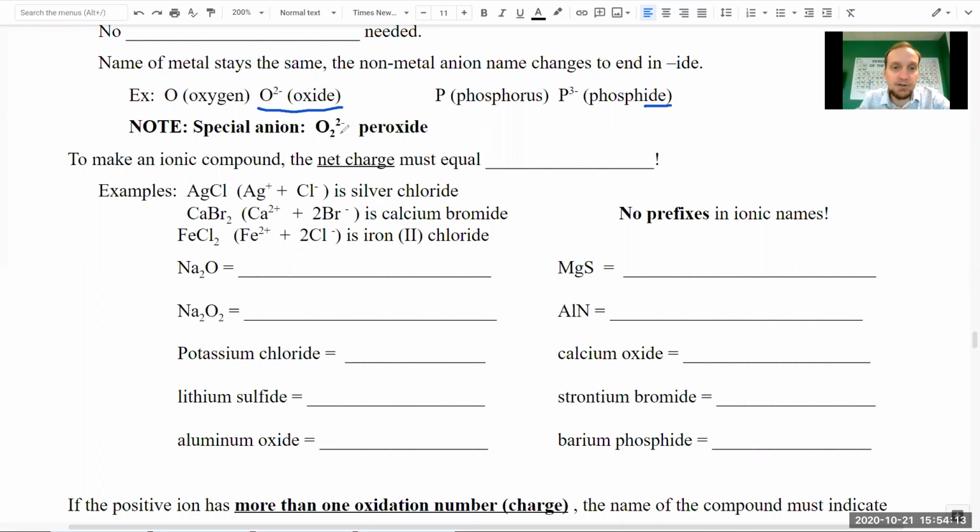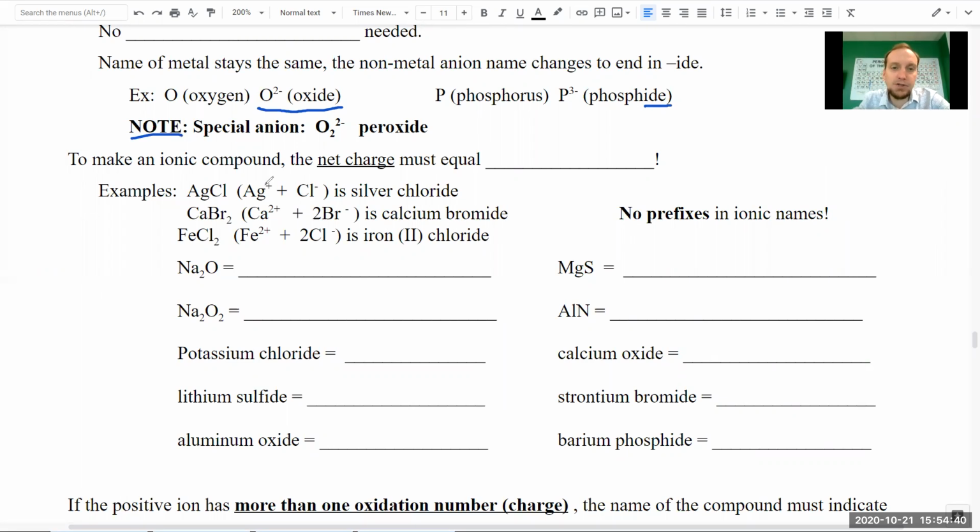Okay, so here is another weird example, a special anion called peroxide. So O2 with a -2 charge is called peroxide. So again, if this right here was not charged, that would be just regular oxygen. But because it is charged, that's called peroxide. You guys heard of hydrogen peroxide, right? So that's just something you guys need to know.